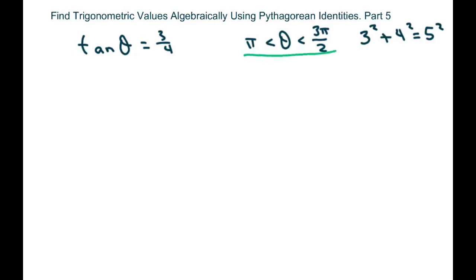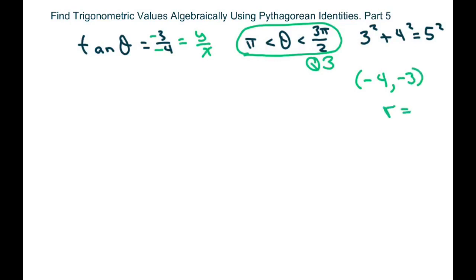The thing here, we're in quadrant 3. That means both the y and the x, this is your y over x, are both negative. So I have my x, I have my y, and my r is 5. Because y squared plus x squared equals r squared, I have to find everything else, so I'm just going to find everything.